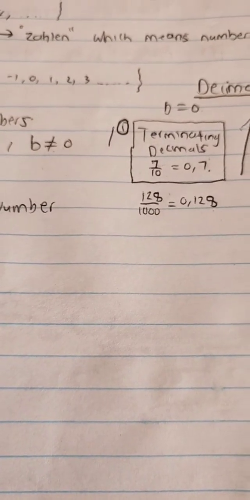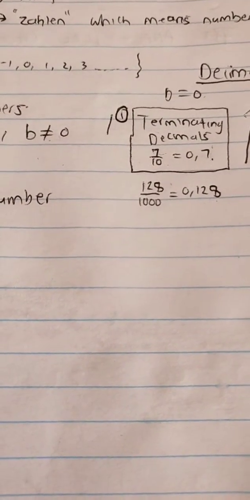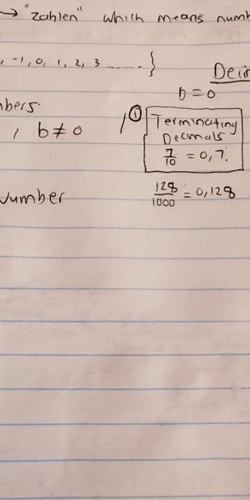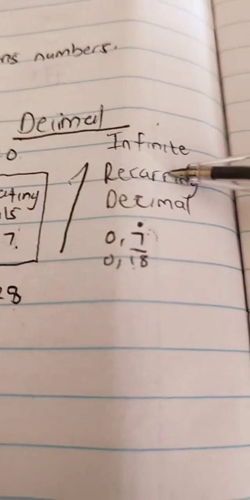Yes. Okay, are we good now? All right. Okay, then recurring decimal.